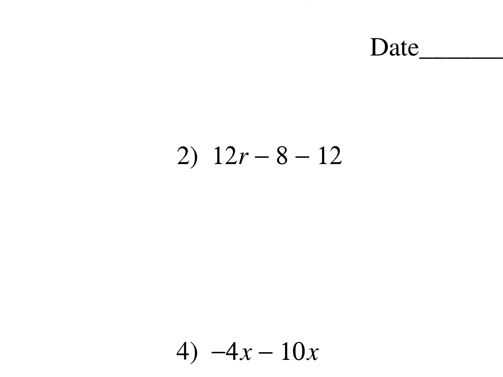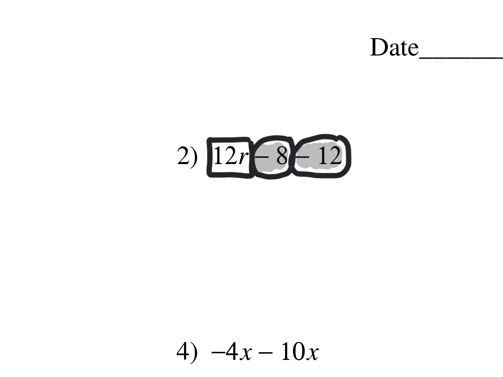So in number 2, we've got 12r as one term. We've got negative 8 as a second term and negative 12 as the last term. The two terms that you can combine are the negative 8 and the negative 12. They are not like terms with the 12r because the 12r has a variable. It has the letter r in it, okay?